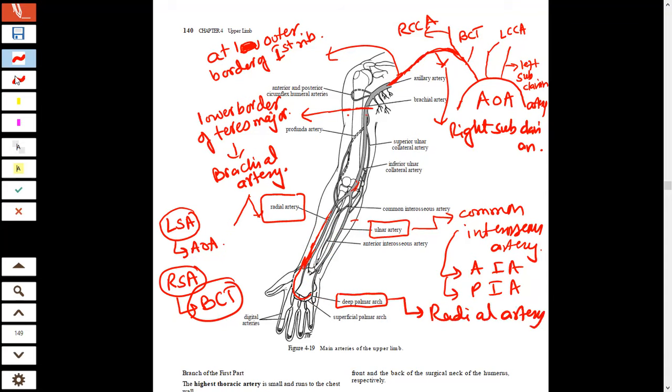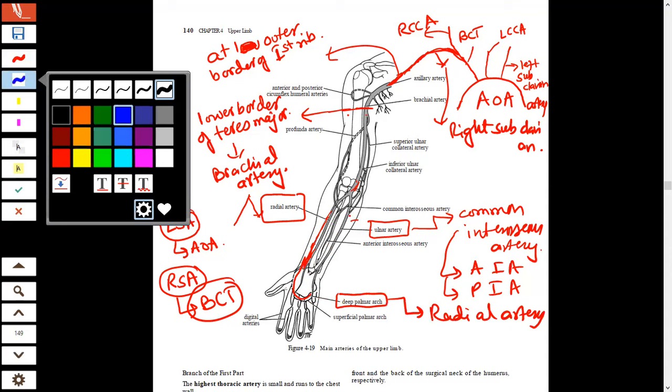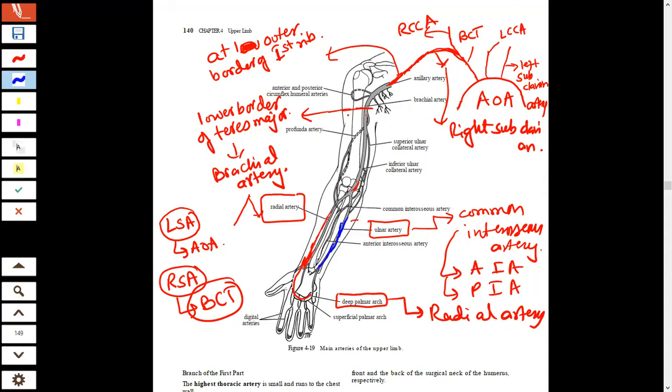The ulnar artery will go downward. So this is the ulnar artery. It is going downward, and now it is also making an arch here. This is known as the superficial palmar arch. The superficial palmar arch is formed by the ulnar artery. Okay. So the ulnar artery and the radial artery are anastomosing with each other through the superficial and deep palmar arches. Okay. So this is your whole blood supply of the upper limb.